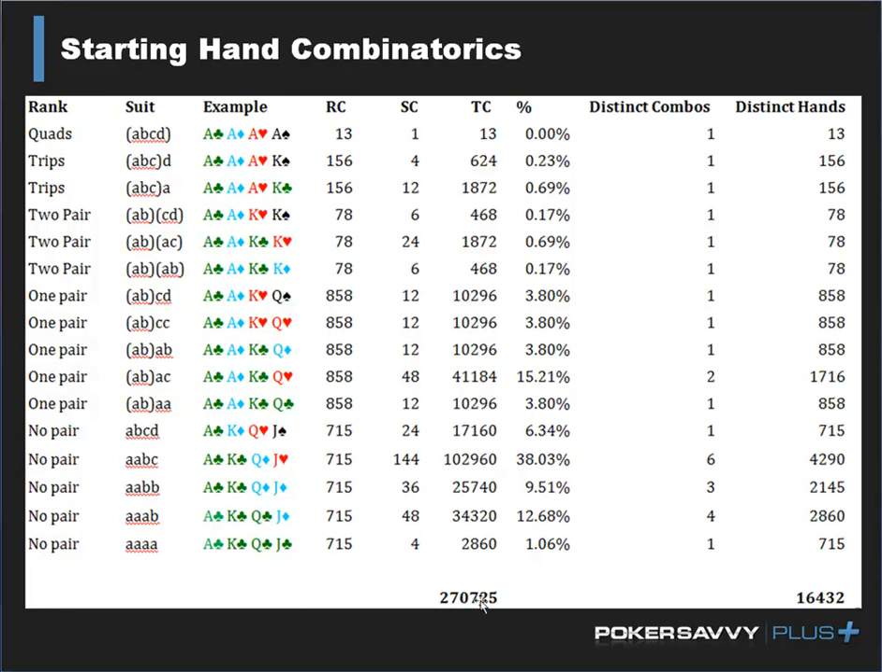Last point on this page is distinct combinations, what that means. I'll look at this one, no pair, ace, AAAB. This is the example of hands that are single suited that have 3 of one suit and 1 of the other suit, so they're slightly weaker versions of single suited hands. 715 rank combinations, 48 suited combinations. This is the number of total combinations. Then there's this column that says distinct combos.